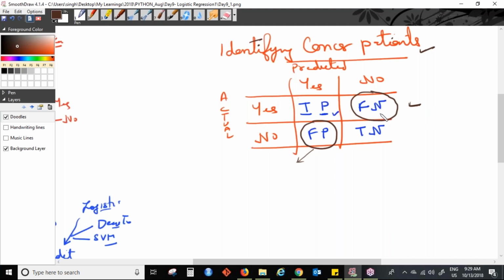This first one is worse. Okay, so this is a worse case of error compared to this. Okay, this is worse, because this will result in the death of the patient. This will not result in death of the patient. Yeah, he might go for a second opinion also.